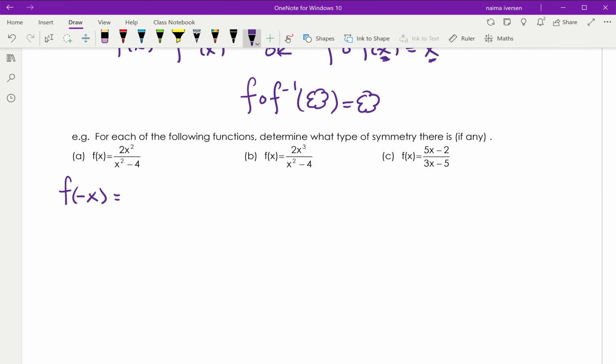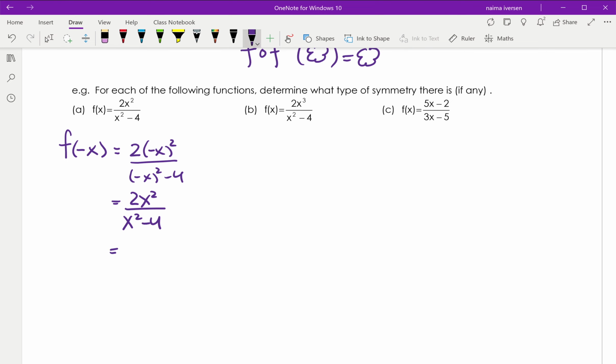So for that, I'm going to do function notation: 2 times negative x squared divided by negative x squared minus 4. When I square a negative, I'm going to get a positive. When I square that negative, I'm going to get a positive minus 4. And so what that tells me is that that is equal to my original function. So if you take a look up here, it is equal to my original function. If f of negative x is equal to f of x, then what we get is an even function.